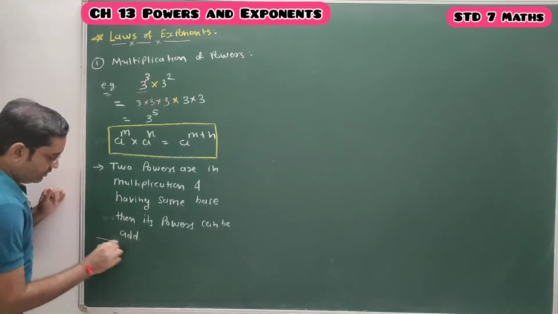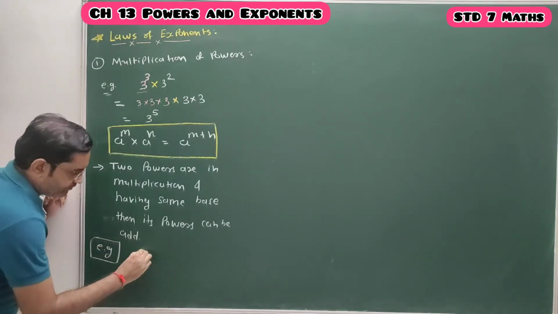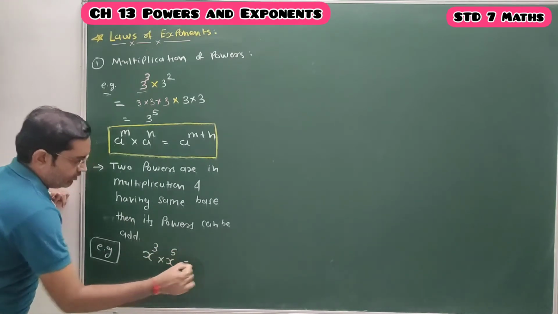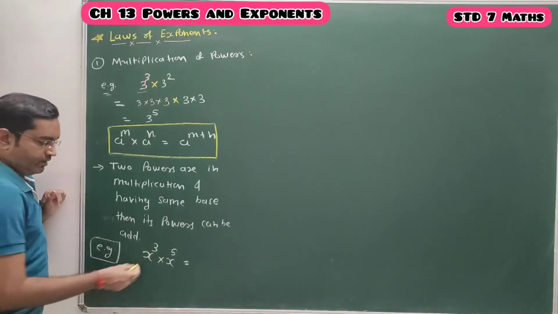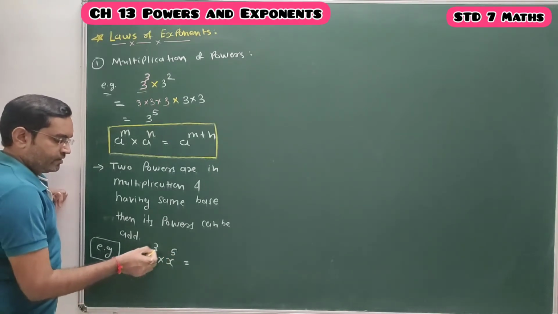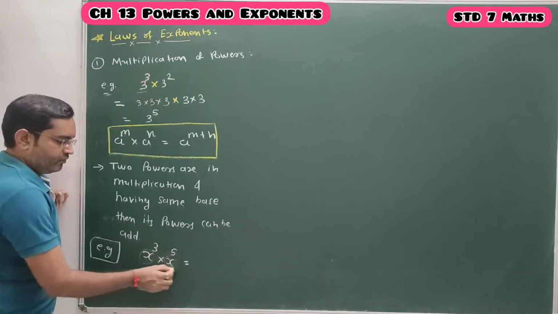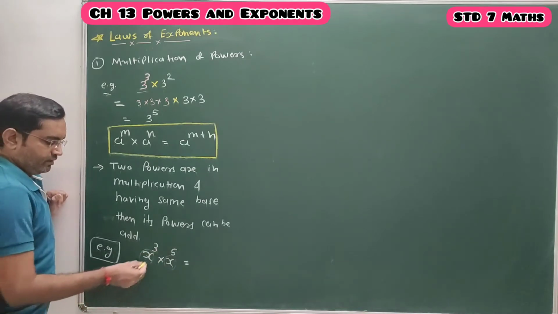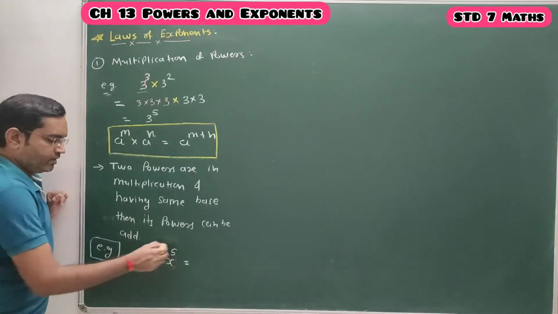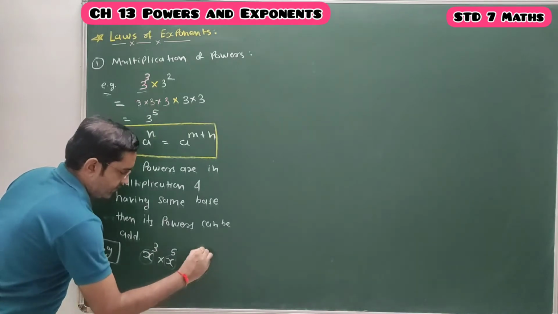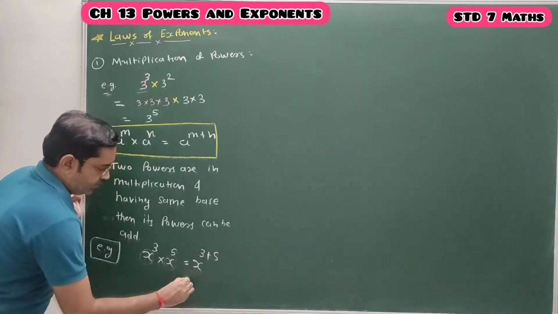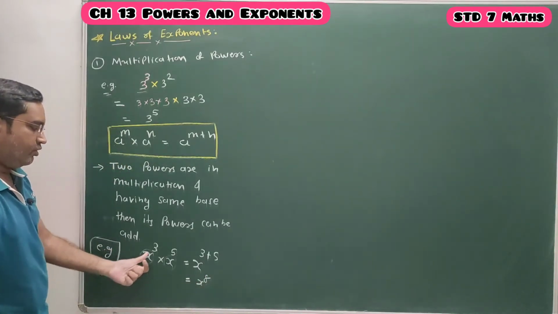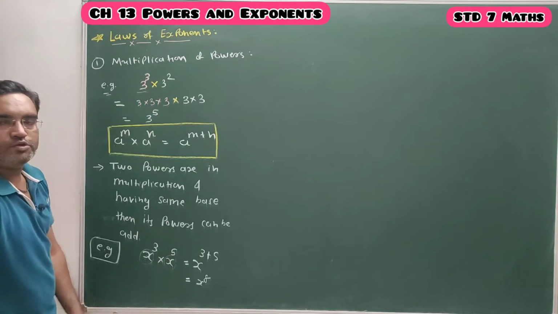Example number 2. Suppose we are given x raised to 3 into x raised to 5. Here two powers are in multiplication. They have the same base: x raised to 3 has base x and x raised to 5 has base x. Their bases are equal, so we can perform the addition of their powers. So our answer will be x raised to 3 plus 5, which is x raised to 8. So the simplification of x cube into x raised to 5 is x raised to 8.